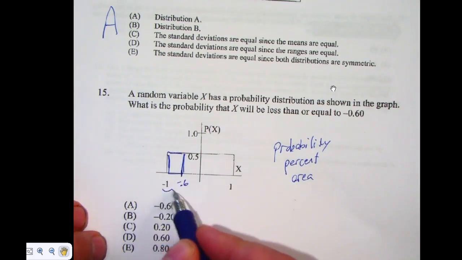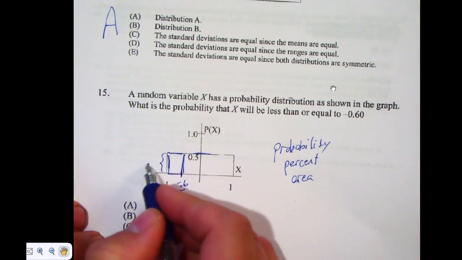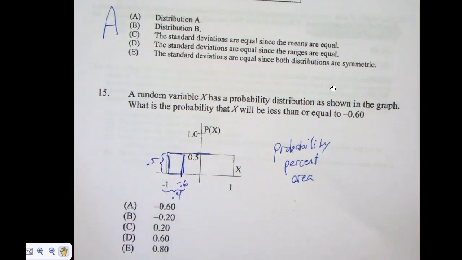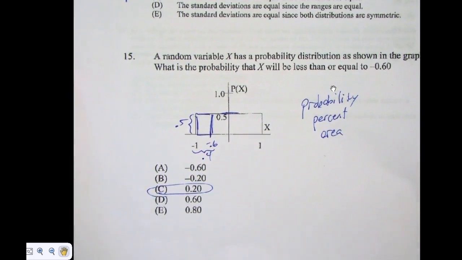So what's the base of that rectangle? 0.4. And what's the height of that rectangle? It's 0.5. If I multiply those two together, I get 0.2. So it's 20%. You can't have a negative probability, so it's not going to be B.